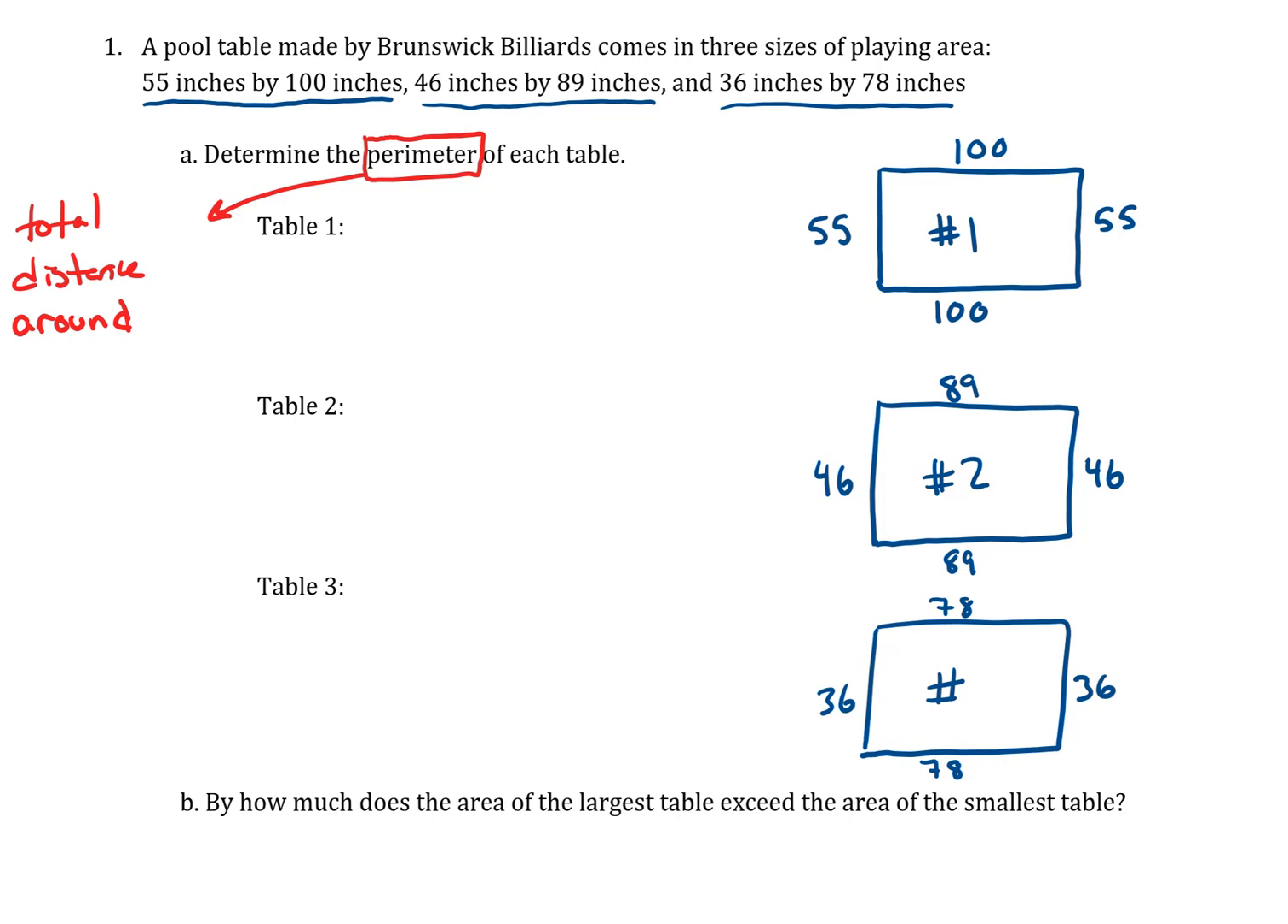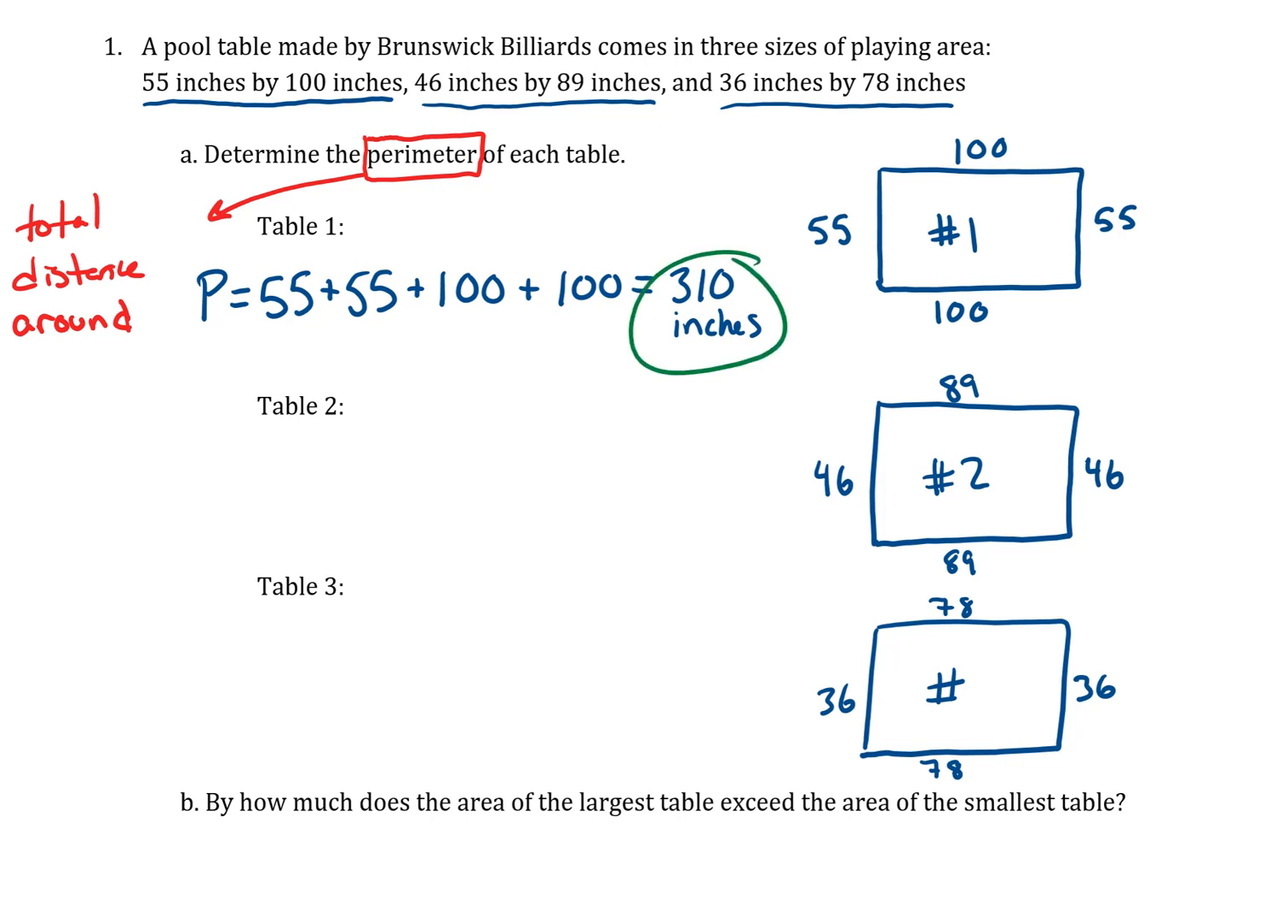Okay, so to answer the question, the perimeter of each table, well, the perimeter would be add up all the sides, 55 plus 55 plus 100 plus 100. And if you pop that into a calculator, you will get a total of 310 inches. Now, I've done all the calculations ahead of time, so I don't have to pull up the digital calculator and spend time in the video doing that, but these are things you would do on the calculator.